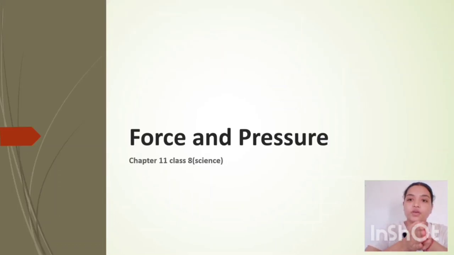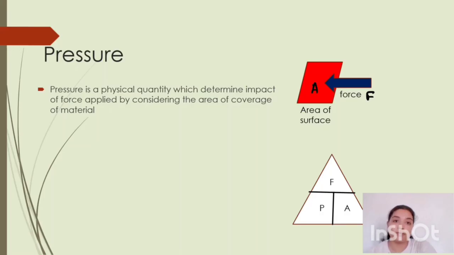In our previous video, we had learned about force, its types, and its properties. In this video, we are going to learn about pressure: what it is, what its impacts are, and how it works. Let's start. What do we understand by pressure?